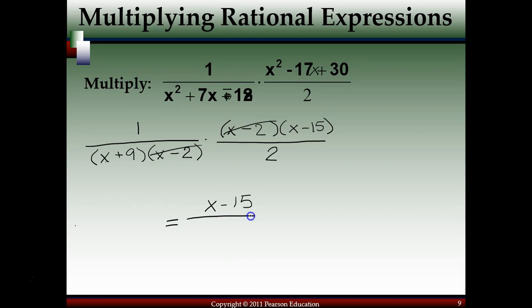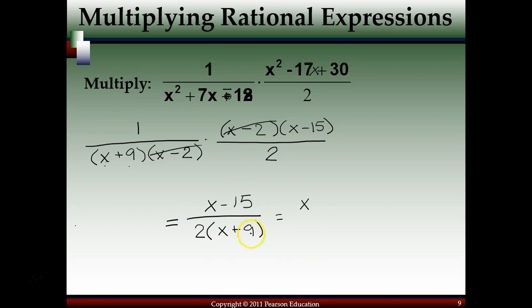And then put that over the x plus 9 times 2. And this 2 will distribute across. You can go ahead and do that in this step. Say 2 times, here, I can just go ahead and make another step. So you can say 2 times x plus 9.